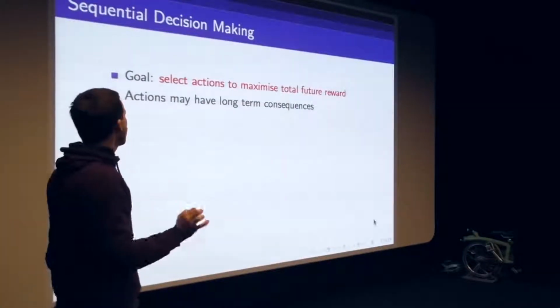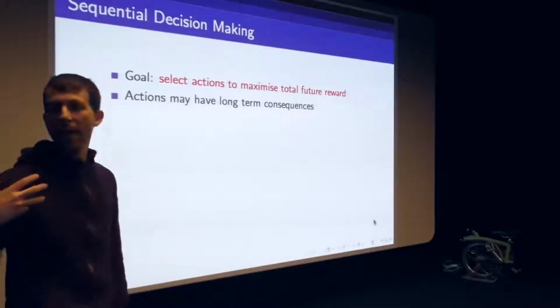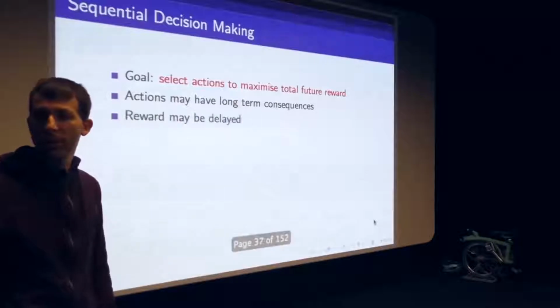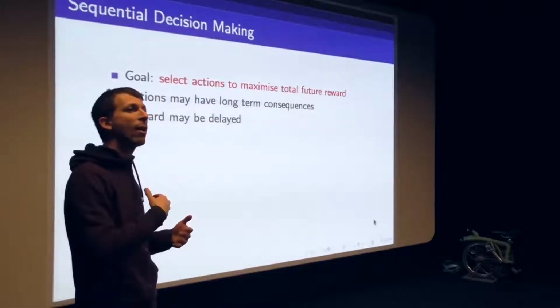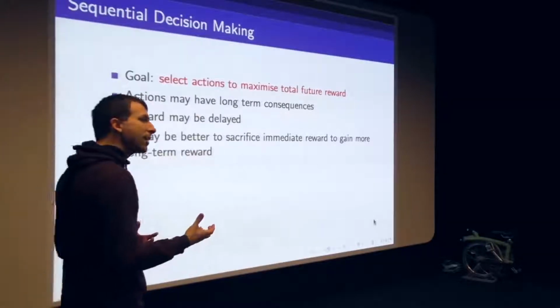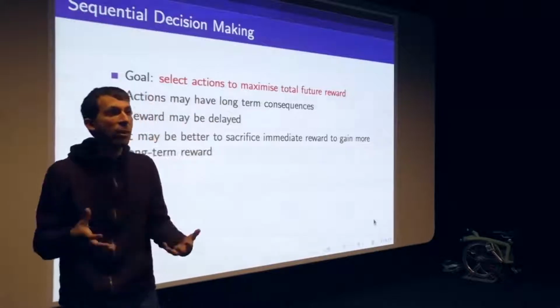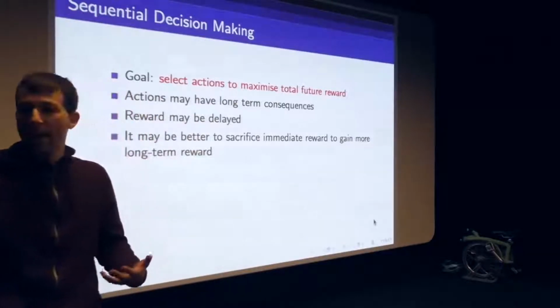And in particular, what that means is that we have to plan ahead, we have to think ahead, because actions may have long-term consequences, and the reward that we get might not come now, it might come at some future step, and sometimes that might even mean that you have to give up some good reward now so as to get more reward later. So you can't be greedy when you do reinforcement learning, you have to think ahead.